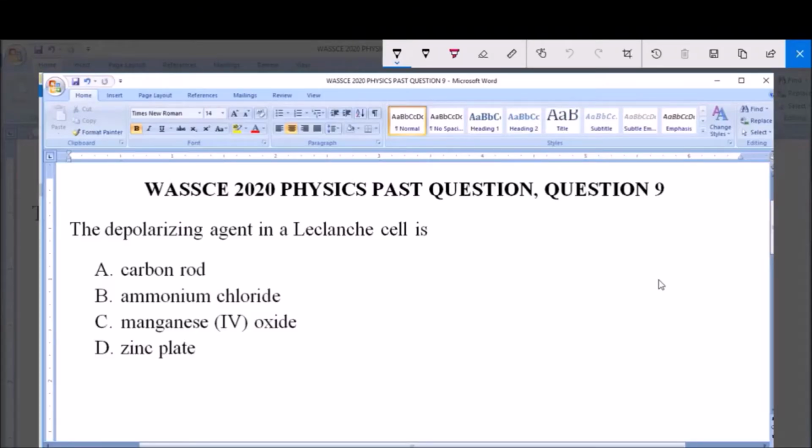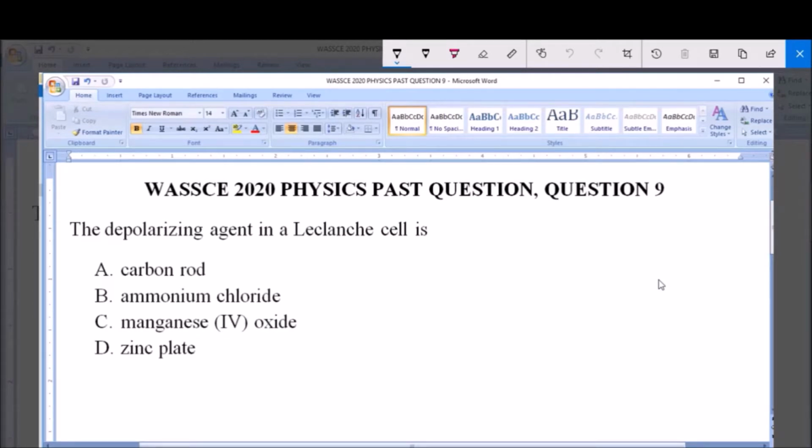I will be answering WAEC 2020 physics past question, question 9. The depolarizing agent in a Leclanché cell is A. Carbon rod, B. Ammonium chloride, C. Manganese 4 oxide, and D. Zinc plates.